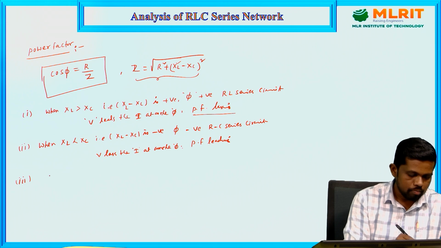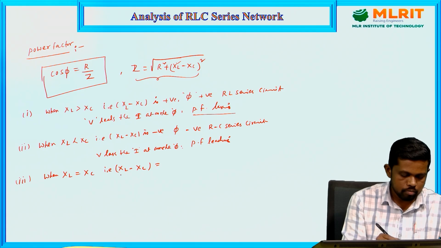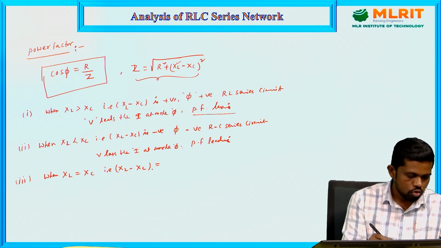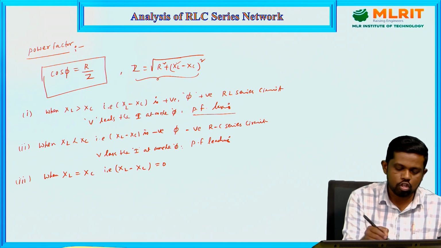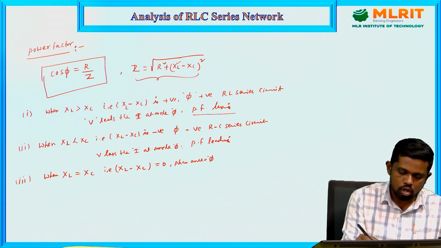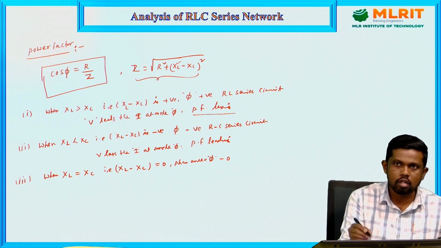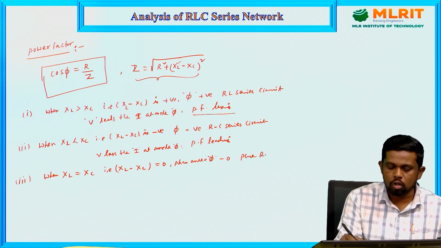When XL is equal to XC, that is XL minus XC equal to 0. XL equal to XC means the XL minus XC term is going to be 0. Then the phase angle of the network should be 0. Phase angle of this network 0 means the whole RLC series circuit should behave like a pure resistive network.